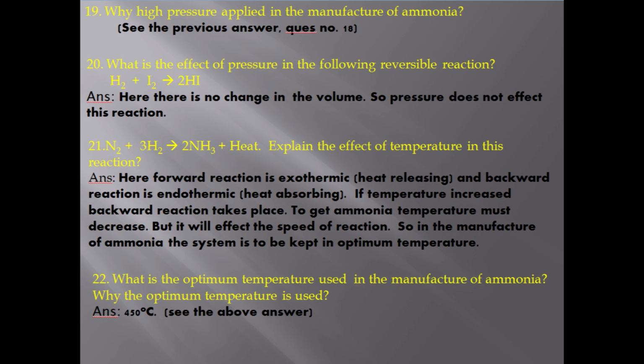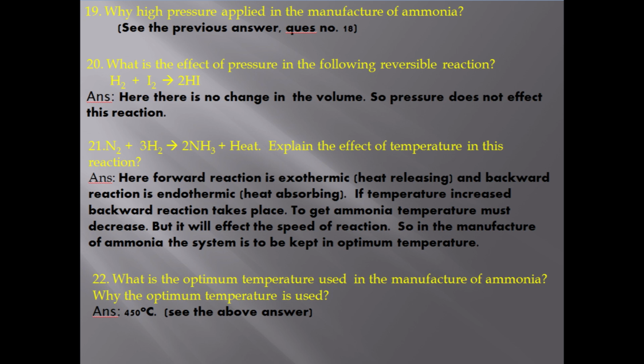Effect of temperature. Here, the forward reaction is an exothermic reaction, that is, a heat-releasing reaction. If temperature is increased, the rate of the endothermic reaction, that is, the heat-absorbing or backward reaction, increases. But we want ammonia. To get ammonia, temperature must decrease. When temperature is decreased, the rate of reaction decreases.